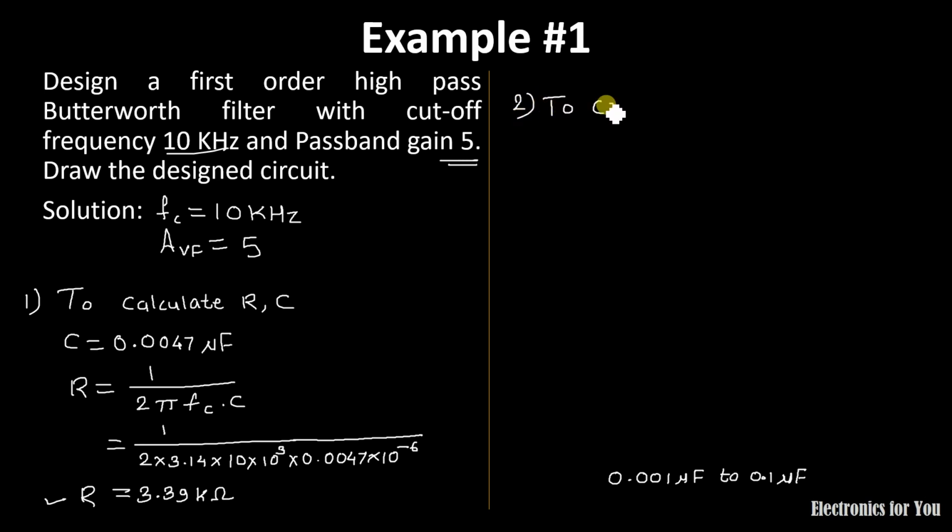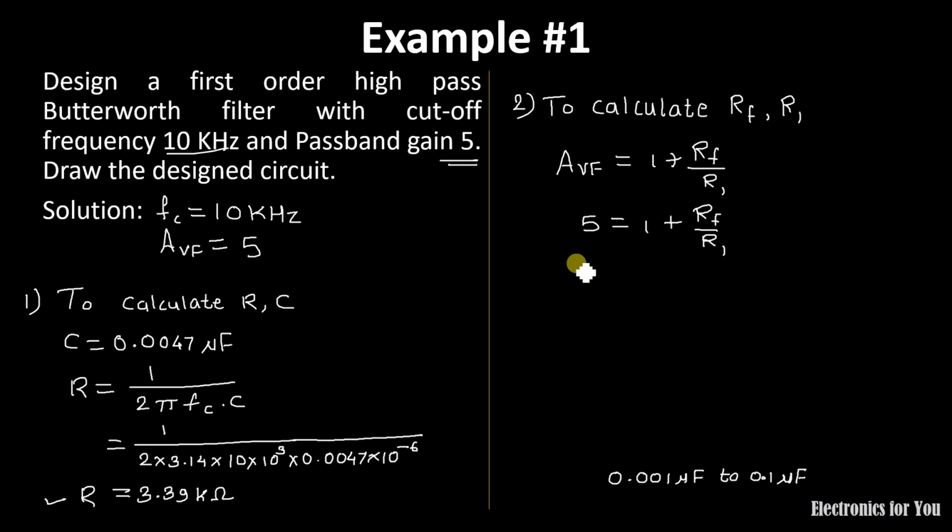Further, we have to calculate the values of Rf and R1. To calculate Rf and R1, we will use AVF, and we know that AVF equals 1 plus Rf upon R1. Here AVF is equal to 5. After solving this, we will get Rf upon R1 equals 4, that is Rf equals 4 R1.